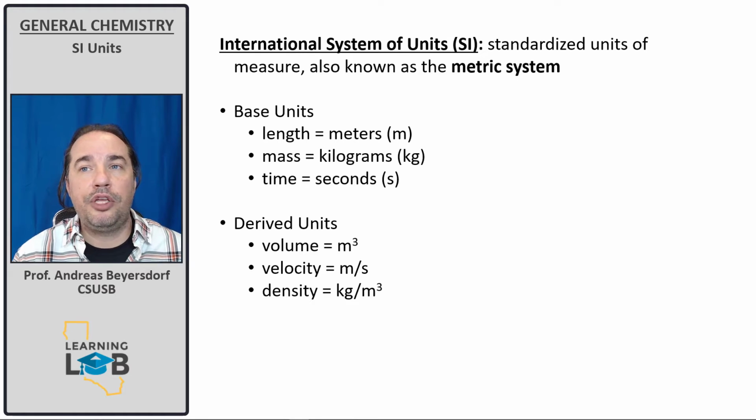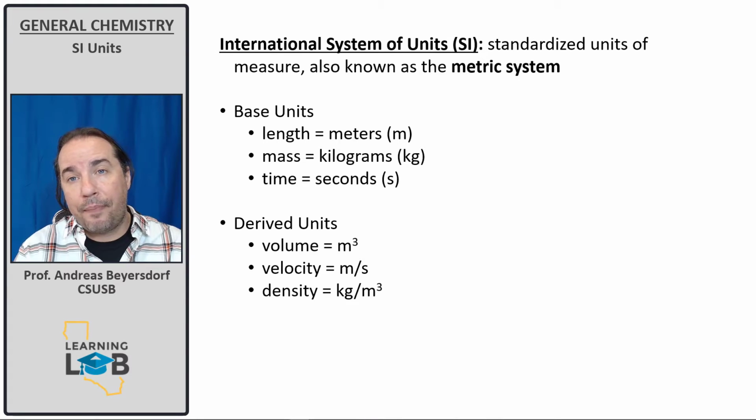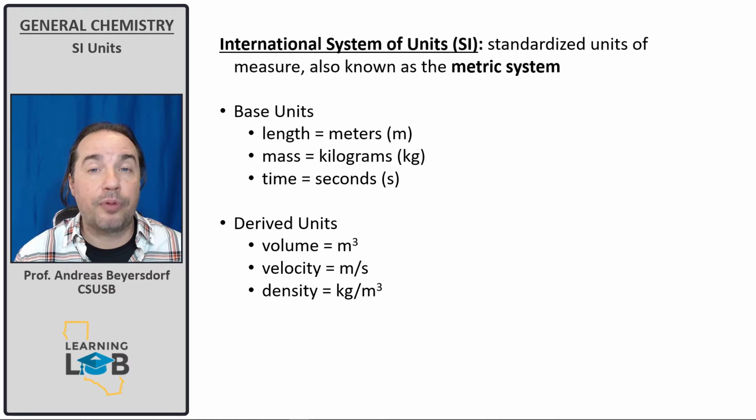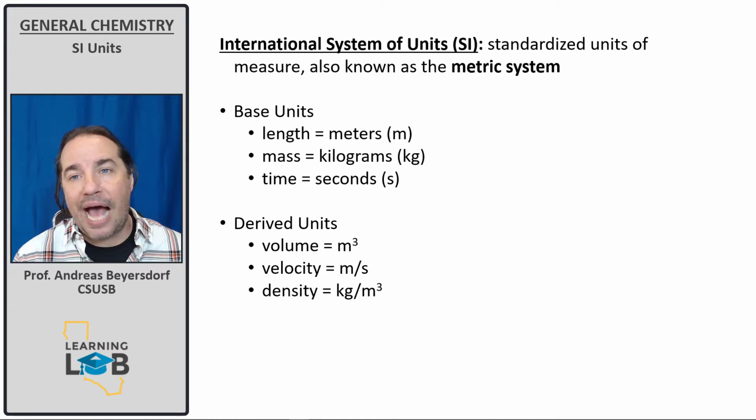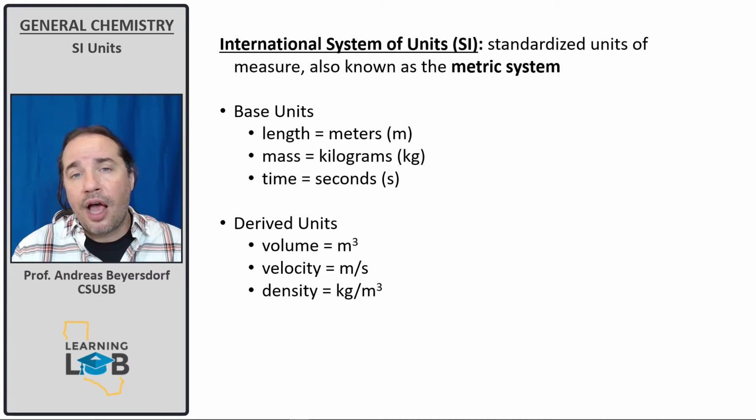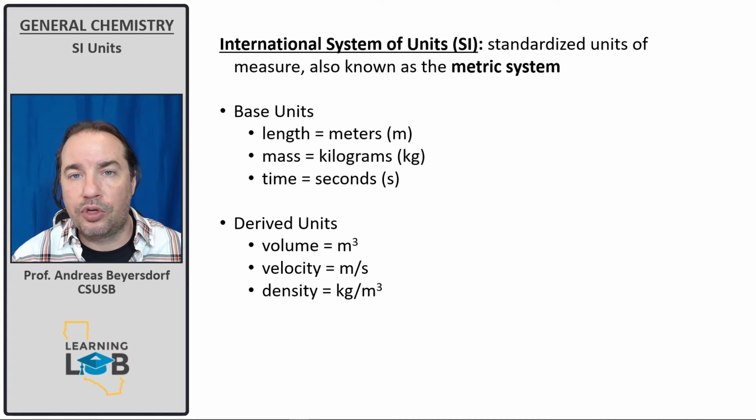Typically in science, we use the SI units of measure. This is also known as the metric system. The base units that we use most often in general chemistry include meters, which we use to measure a length or a distance. This is abbreviated as m. Mass in kilograms, kg, and then time in seconds, abbreviated as s. There are other base units, but these are the three we use most often.